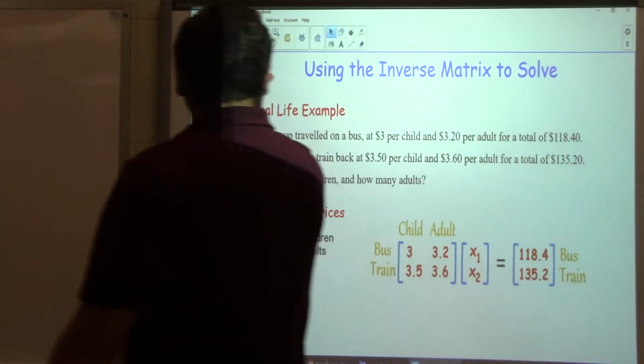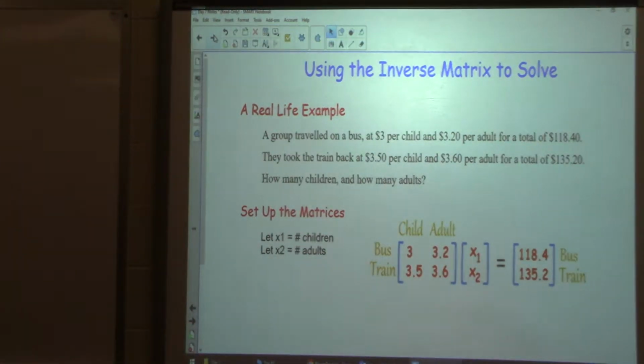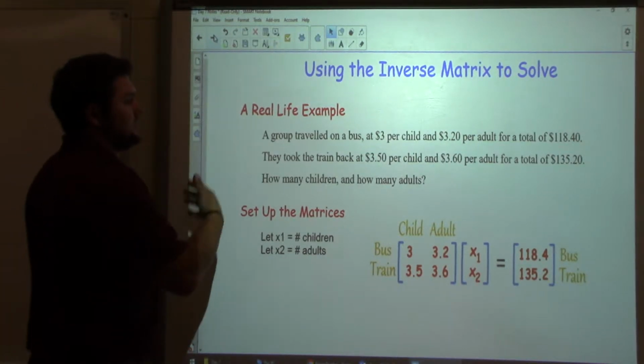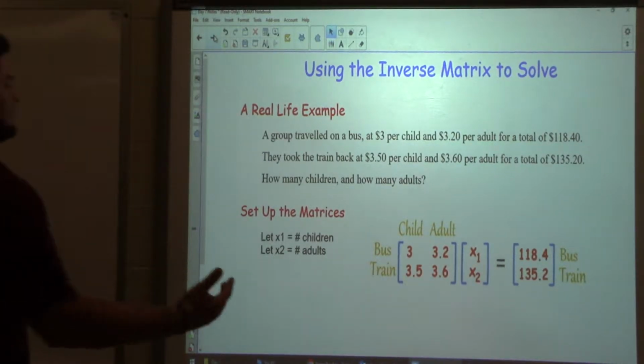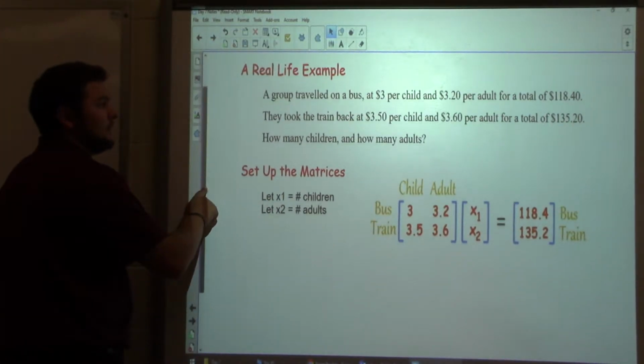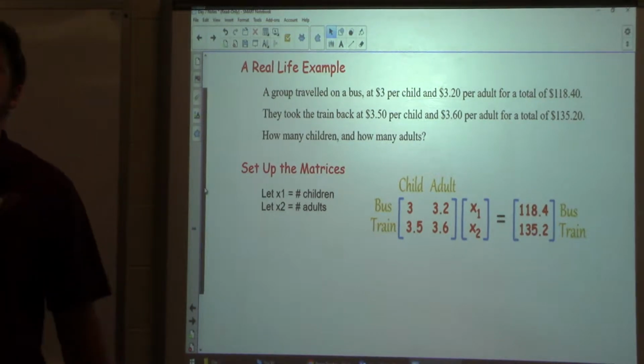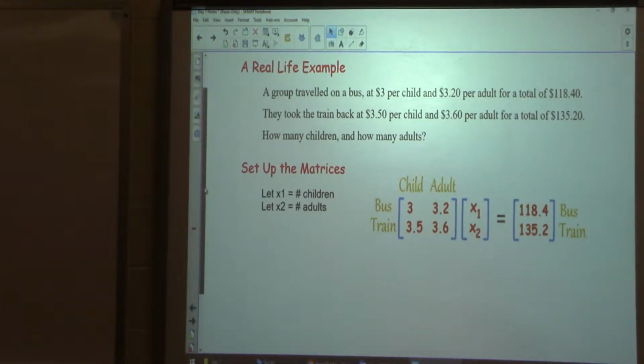So, real life example: if a group travels on a bus, it costs $3.20 per child, $3.20 per adult, total of $118.40. Take a train back, $3.50 per child, $3.60 per adult, total of $135.20. How many children, how many adults? So normally, in the past, you have set this up as a system of equations. Right? Does everyone remember what a system of equations is?